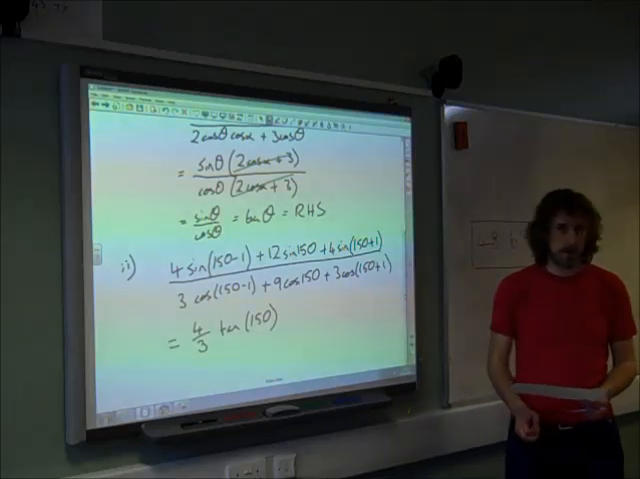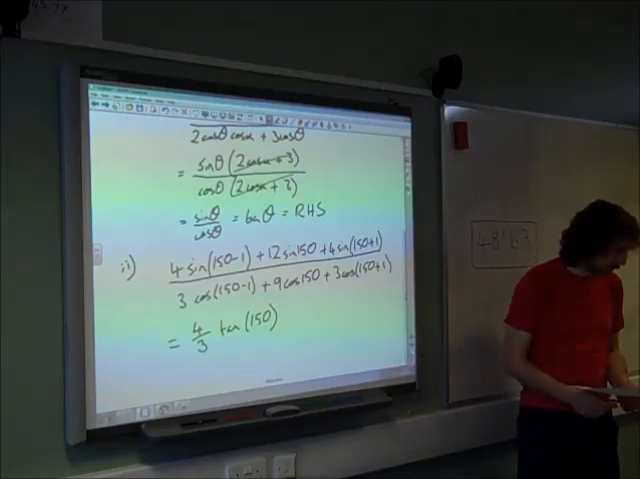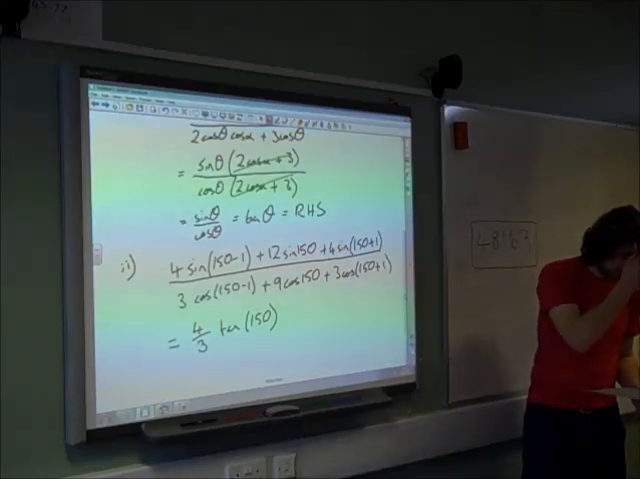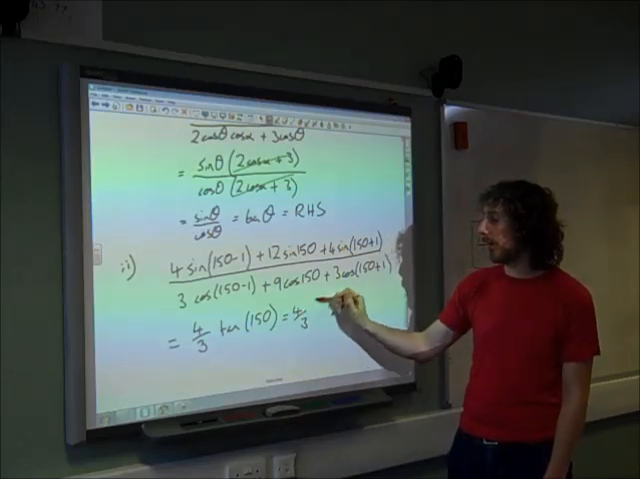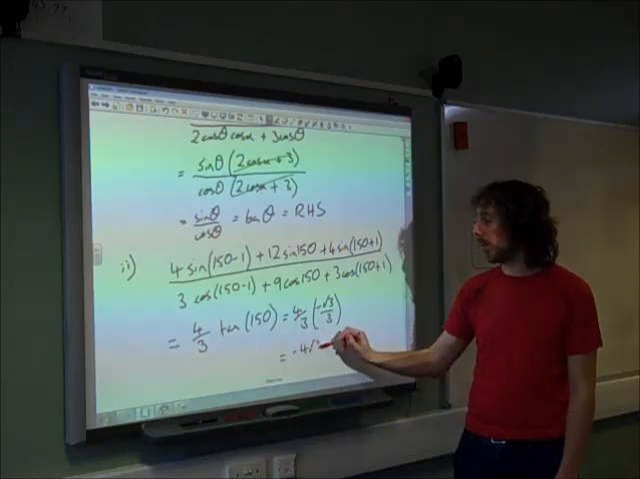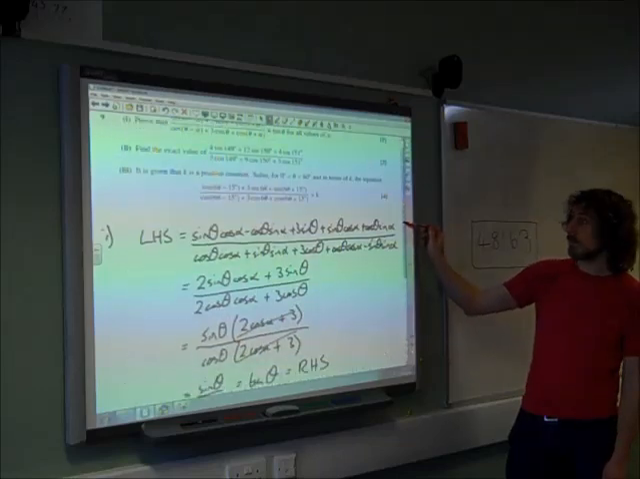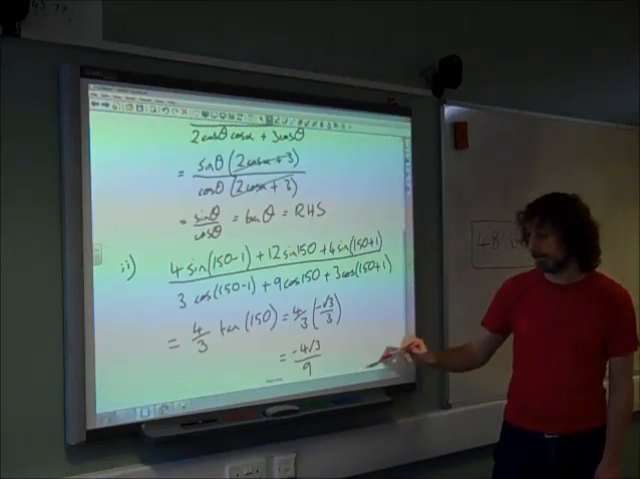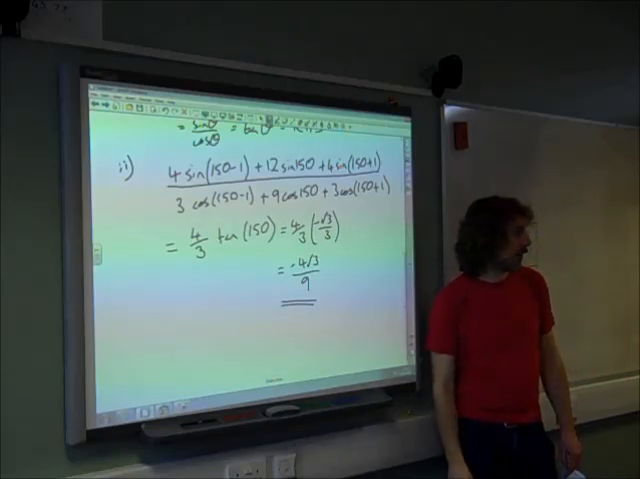You could do it from the symmetry if you remember tan of 30. So it must come out as being negative. Minus root 3 over 3 it comes out as. So we've got 4/3 of minus root 3 over 3, so minus 4 root 3 over 9 would be the exact value. There you go.